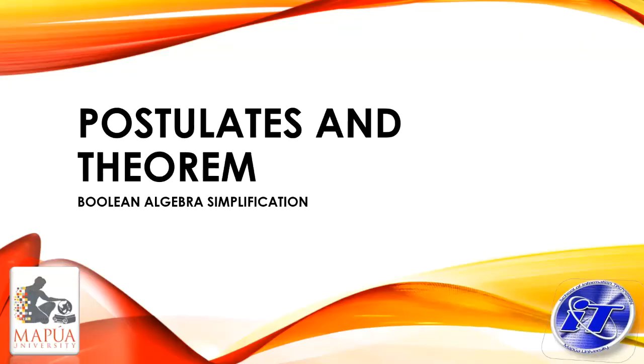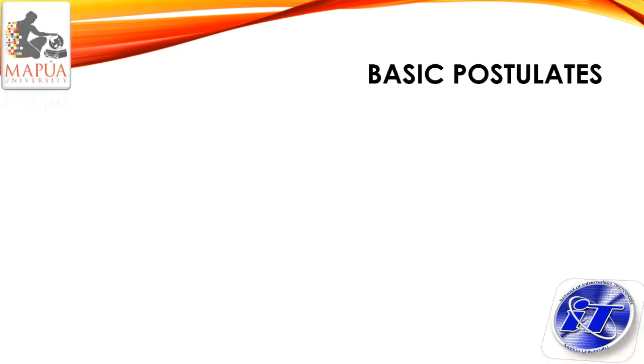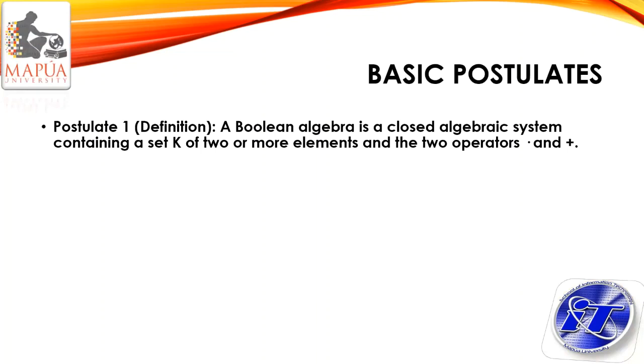In this video lecture, we're going to discuss postulates and theorems. They are used for Boolean algebra simplification. So let's start with postulates. Postulate 1 defines what a Boolean algebra is.